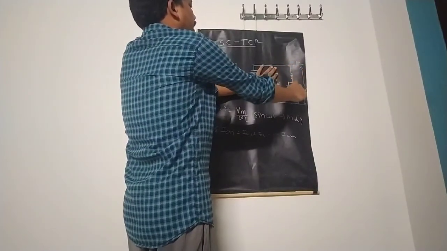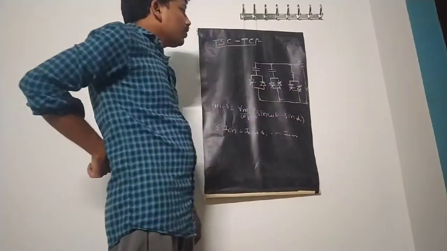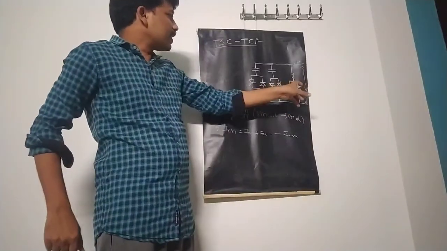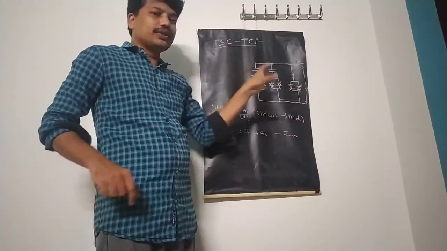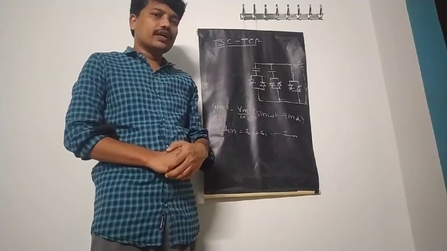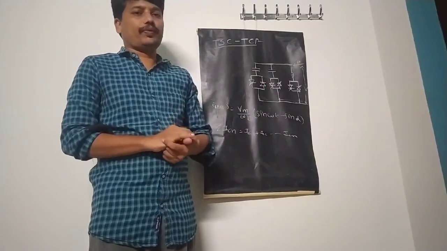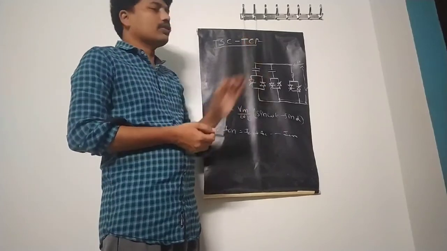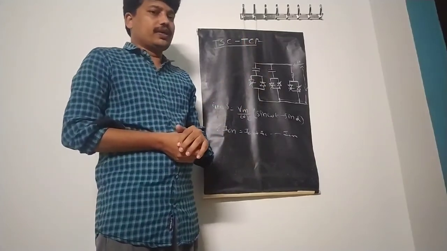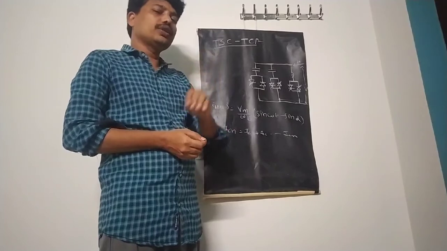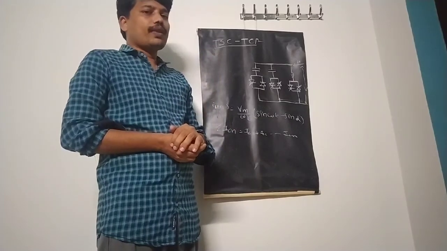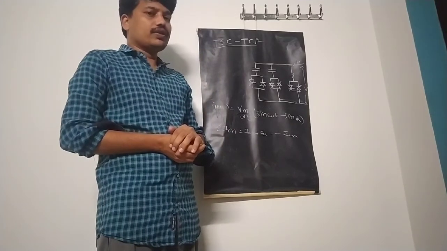So this is the reactor and this is the thyristor valve. With the help of this thyristor, we can control the current through this reactor. Then we can control the inductive current, and therefore we can control the reactive power. This is the main function of the controlled reactor. But what is the inductive current flowing through this reactor?